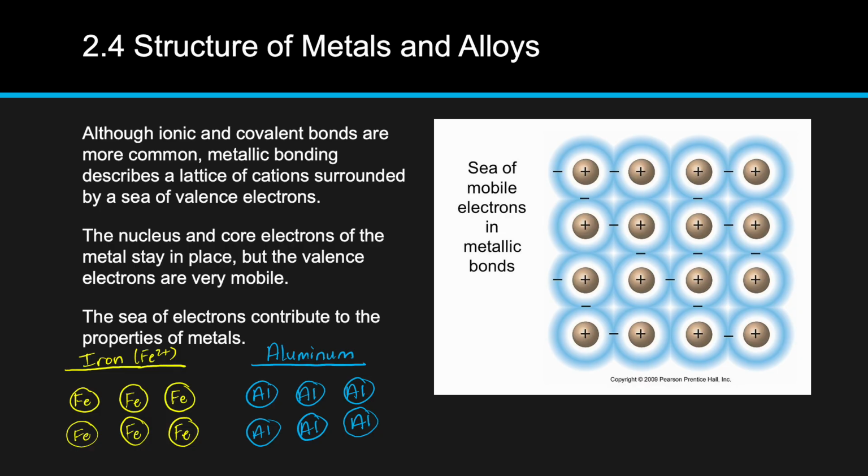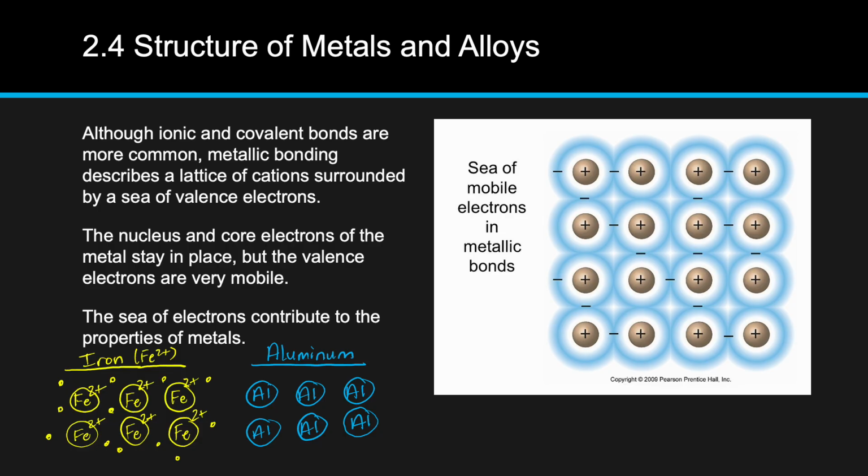So, for example, we know if we have a sample of iron, and those irons are a 2+ charge, that means for every iron that became a cation of 2+ charge, it lost 2 electrons. So if we have this small sample of 6 iron cations, that means we have 6 times 2, or 12 electrons that are now floating around in between all of these cations.